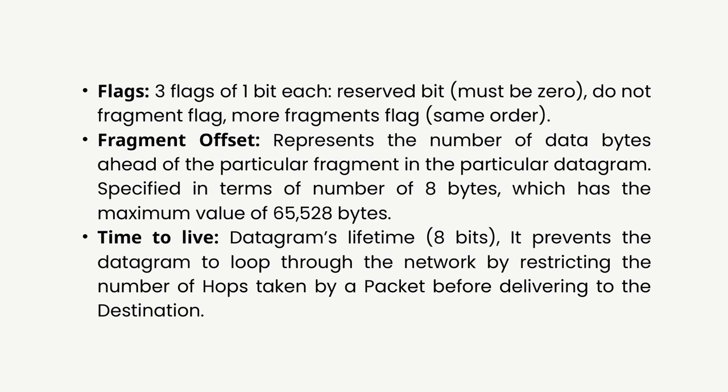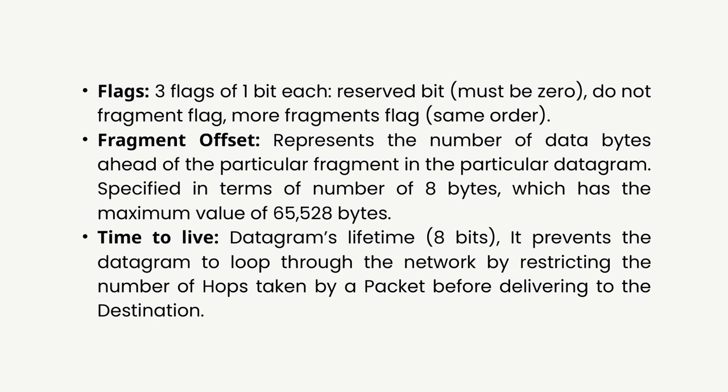Next, we have the fragment offset. This is a key concept because it tells us how far along this particular fragment is within the original datagram. Essentially, it indicates the number of data bytes ahead of the current fragment. But it's important to note that this offset is specified in units of 8 bytes, not just individual bytes. This means that the maximum value for the fragment offset is 65,528 bytes, which is quite substantial. It helps ensure that fragments can be correctly reassembled at the destination, maintaining the integrity of the original data.